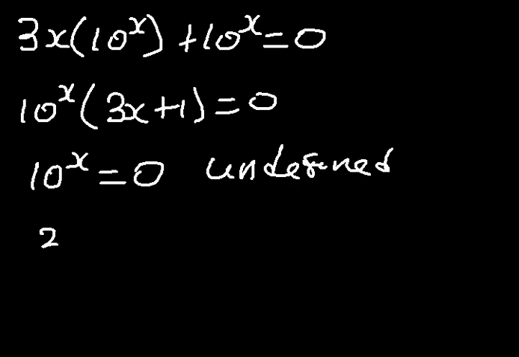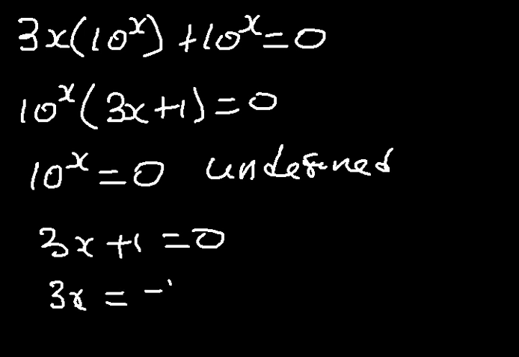And then we have 3x plus 1, which is equal to 0. Then we have 3x equal to negative 1. Then we have x given as negative 1 divided by 3. So this is the solution of the problem.